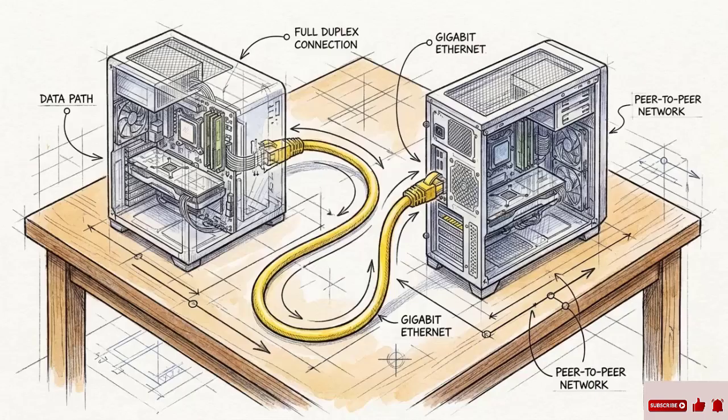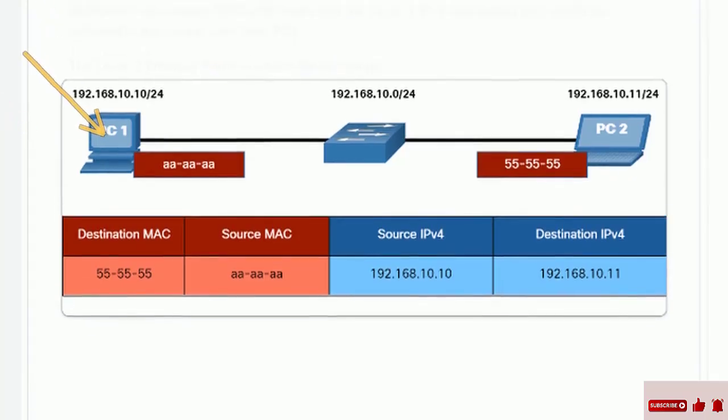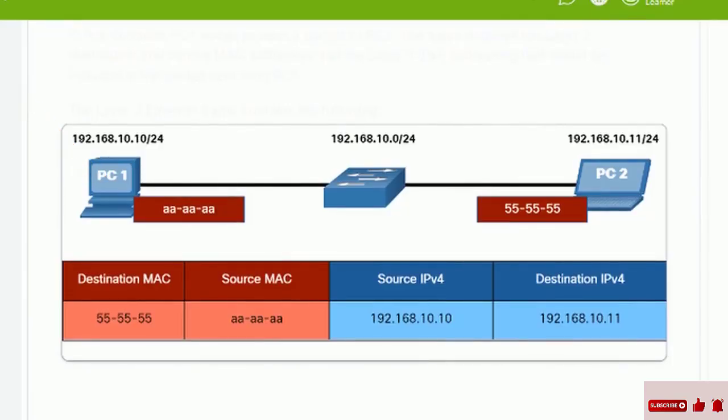The simplest way to see these identities interact is to look at two computers communicating on the exact same local area network. This table breaks down the specific addressing required for a local jump. Notice that the packet contains both the logical destination IP address of PC2 and the physical destination MAC address of PC2. Before PC1 can push this data out onto the cable, it encapsulates the Layer 3 IP packet completely inside a Layer 2 Ethernet frame.